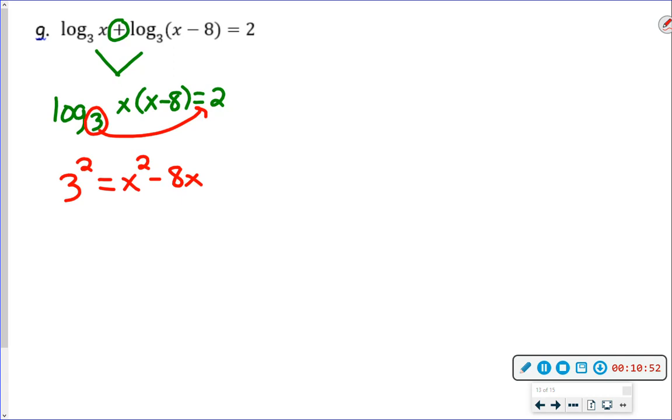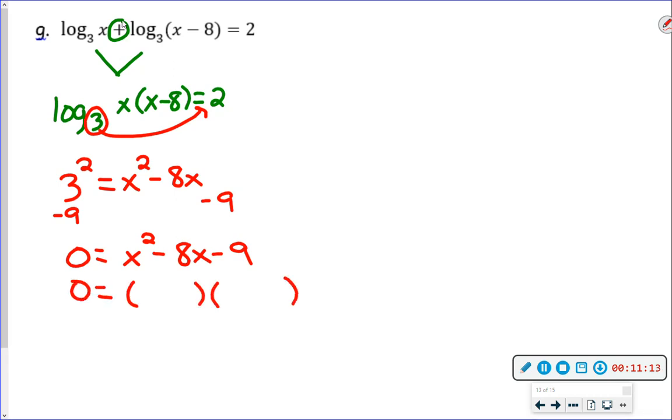Ooh, quadratic. Now, with a quadratic, I'm going to set it equal to 0. We know 3 methods to solve quadratics: factoring, completing the square, and the quadratic formula. We're going to try factors. 3 squared, of course, is 9. Let's subtract 9 off. I think we're in luck. I think it's going to factor. I need 2 numbers that multiply to negative 9 and add to negative 8. Well, how about negative 9 and 1? So my 2, keyword here, potential answers, 9 and negative 1.